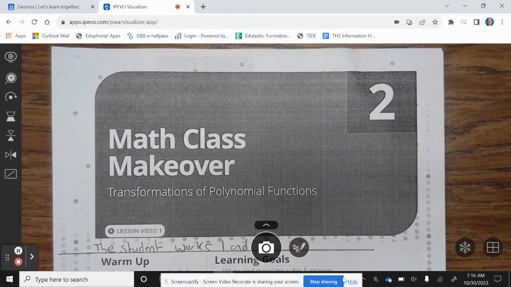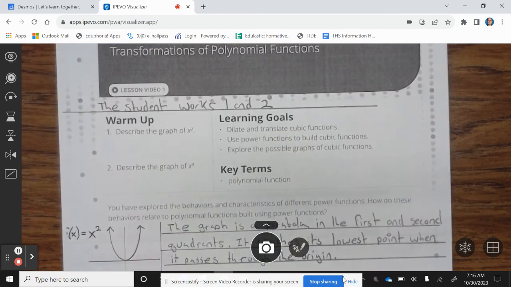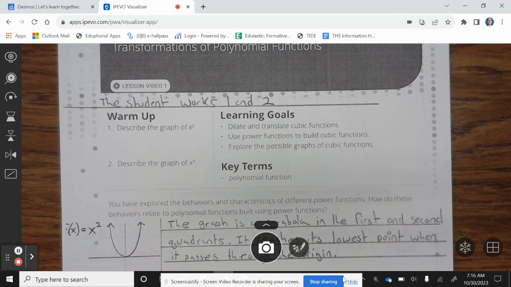Podcast. Today we're at Math Class Makeover, Transformations of Polynomial Functions. The student works 1 and 2.